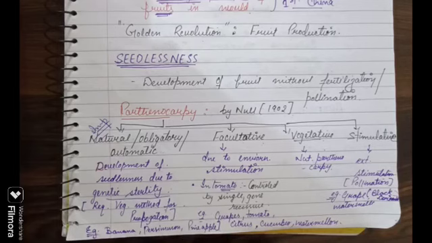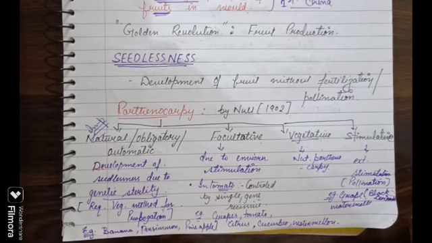The vegetative parthenocarpy is the same as natural parthenocarpy. Then comes stimulative parthenocarpy, which occurs due to external stimulations or artificial methods or pollination. Crop examples in which stimulative parthenocarpy can be seen are grapes and watermelon.